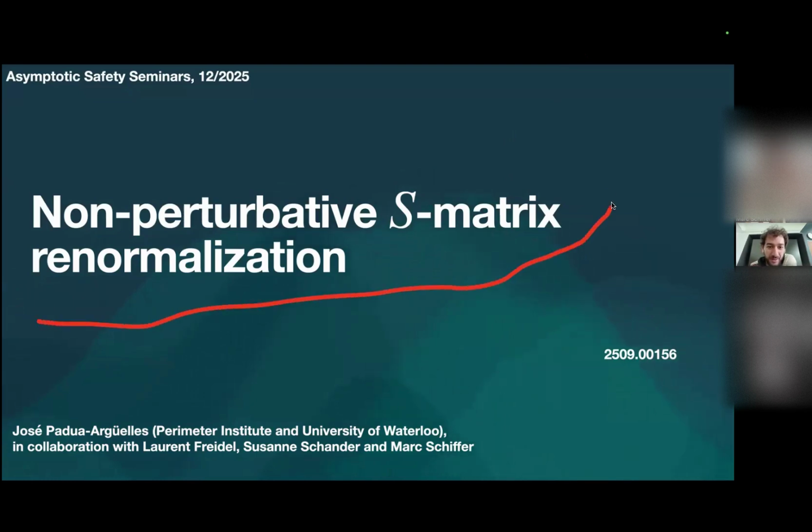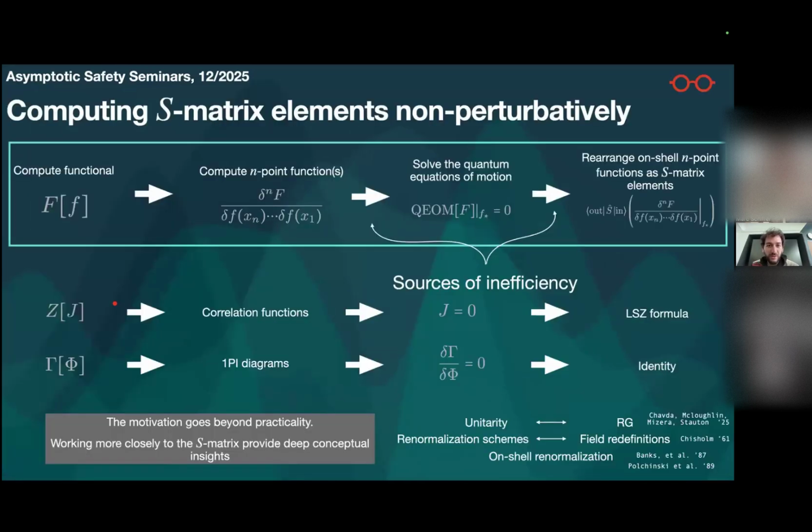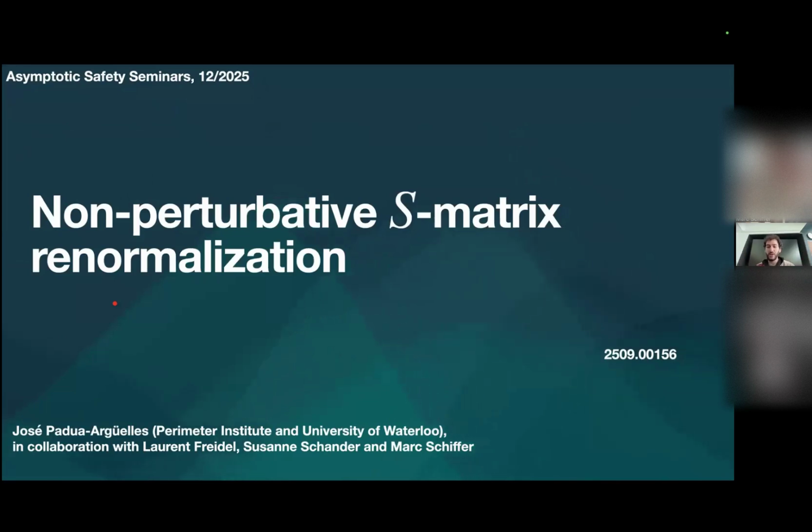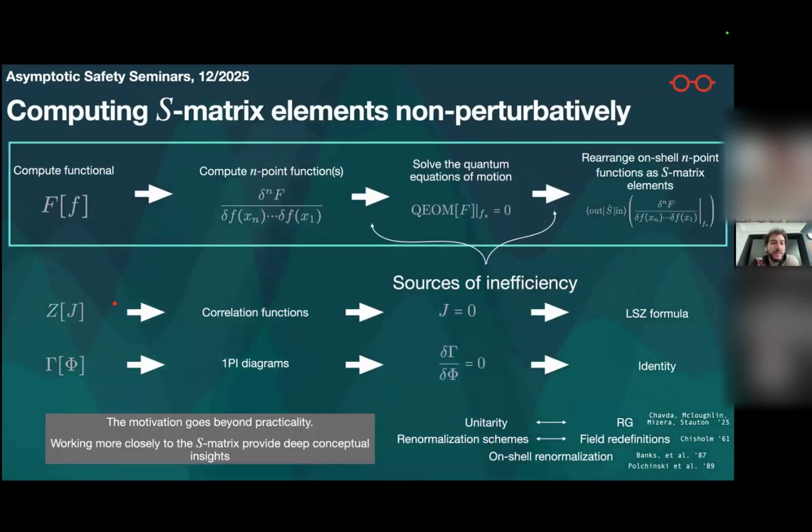And the title is Non-Perturbative S-Matrix Renormalization. So I wanted to begin by motivating why. The general idea first is that we wrote an FRG flow equation for a functional in QFT that generates S-matrix elements directly. All right? So I wanted to start by motivating why we would like to have such a functional by saying a few words about how we usually compute S-matrix elements in a non-perturbative way.